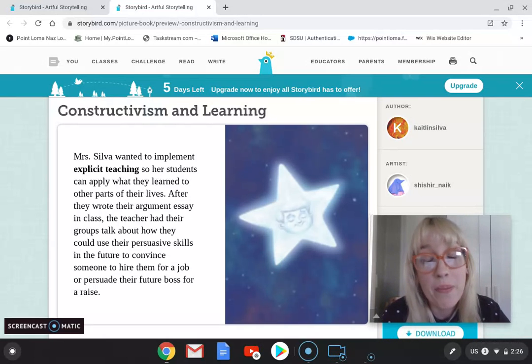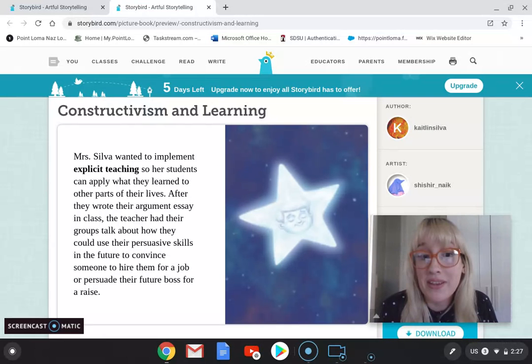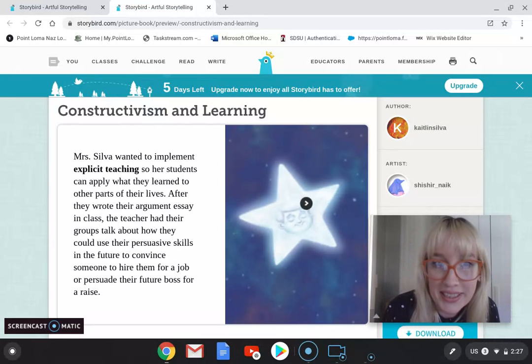And another part of that is implementing explicit teaching so her students can apply what they learn to other parts of their lives. So after they start drafting their argument essay, the teacher has the groups talk about how they could use these persuasive writing skills in the future to possibly convince someone to hire them for a job. All of these students will probably get jobs in high school and have to interview. So this is explicit teaching.